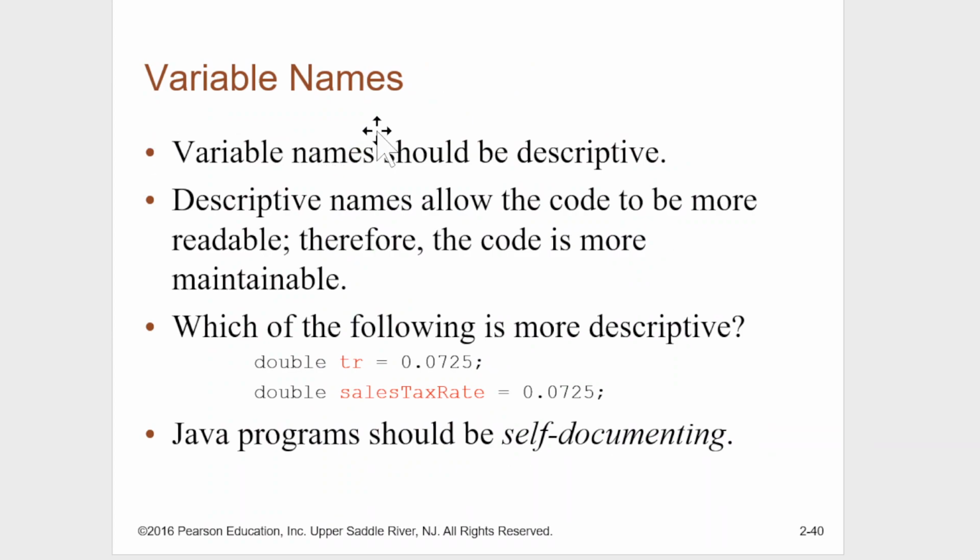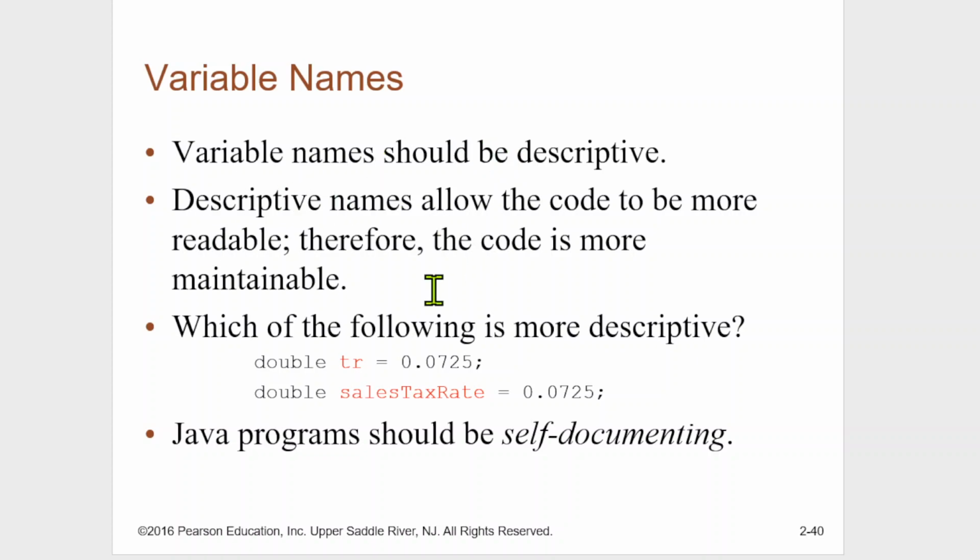Variable names should be descriptive. This is a crime I'm guilty of all the time. I get lazy and just type X or Y, because I'm too lazy to type an actual name that means something. But descriptive names are good practice. Descriptive names allow the code to be more readable. Therefore, the code is more maintainable.